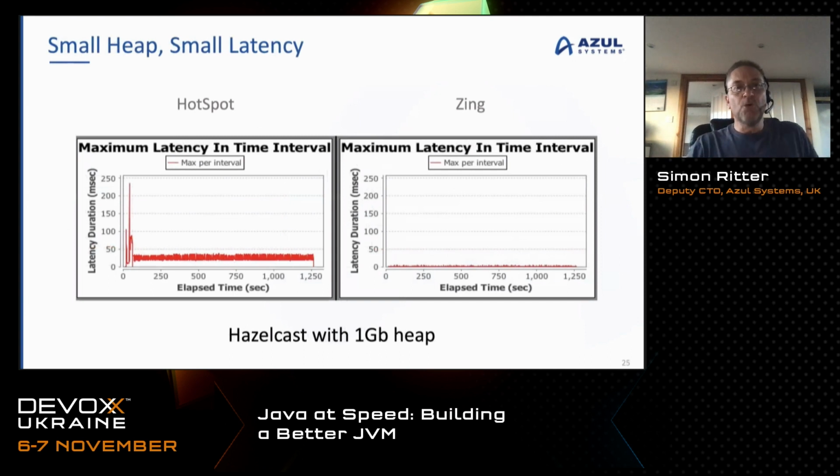We can also do things with small heaps. So this is a Hazelcast node running a 1 gigabyte heap. This time I've used the same scale on the graphs, and we can see that, on this particular example, Hazelcast, we've got a big spike at the beginning doing some garbage collection, and then a very consistent minor GC pause time that's been running there.